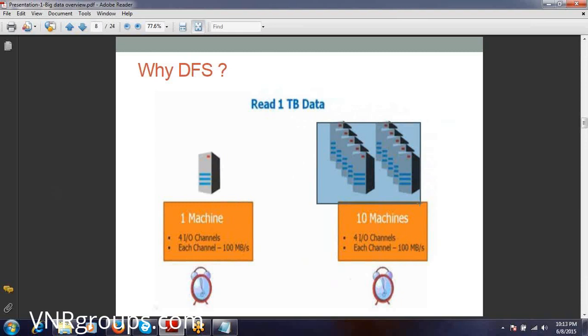Means we are saving a lot of time here, right? Nowadays, storage is not a problem for us because hard disk prices have reduced a lot. We can purchase any machines, any hard disk, and store our data. The problem is reading that data. We have a huge amount of data, but we want to spend less time reading it.